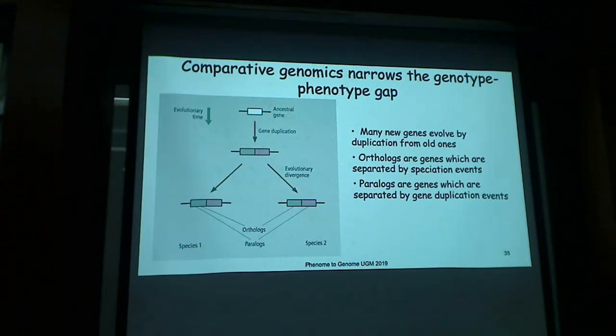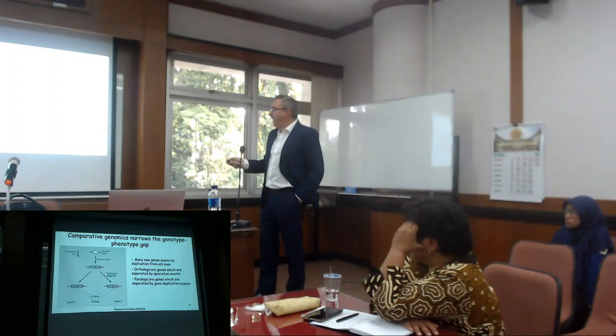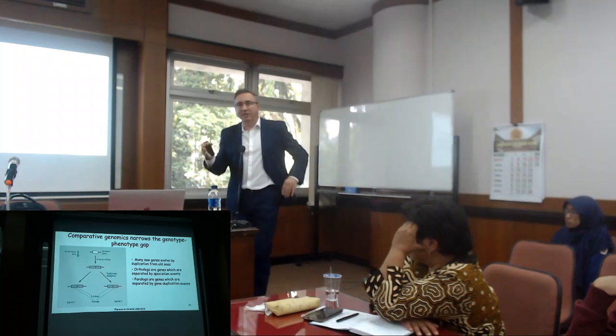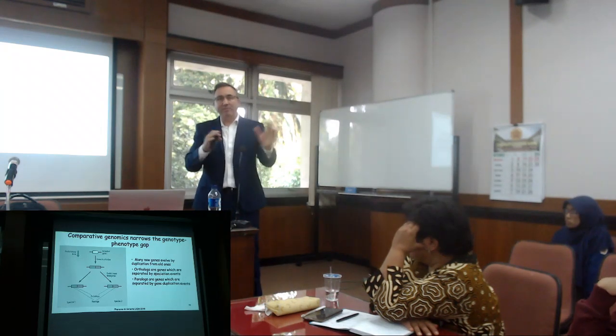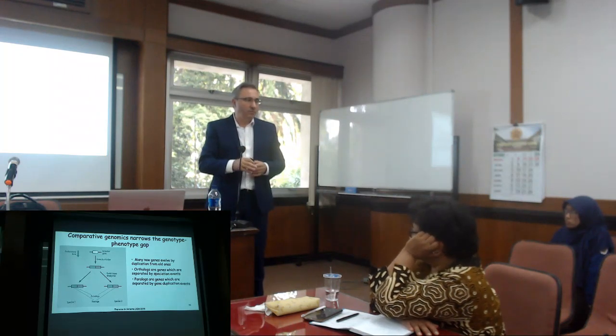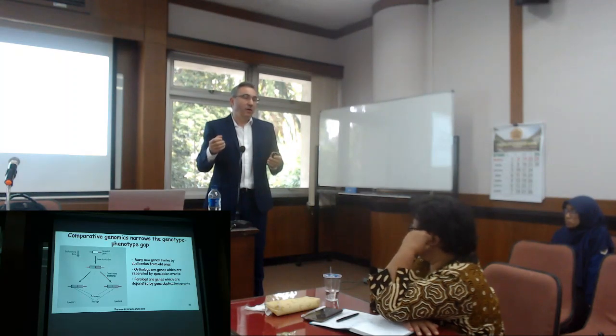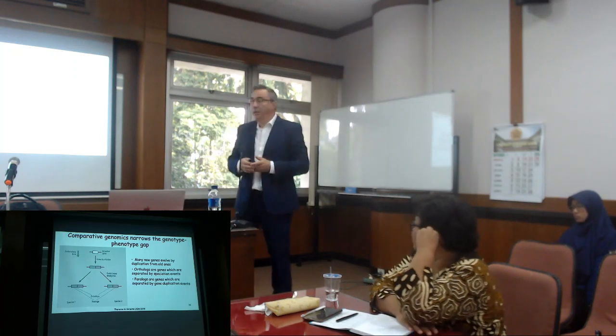Okay? And then you have 2 different types of genes: the orthologs, which are genes that are separated by speciation events, so they have very similar function. But then you have paralogs, which arise by duplication, and these genes usually have different functions. So a paralog is a very similar gene, but it has a different function. Knowing what is a homolog, an ortholog and a paralog is very useful for comparative genomics.